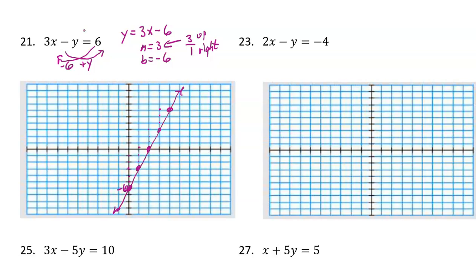Now number 23. Is this slope-intercept form or standard form? This one is in standard form. We want to have slope-intercept form. We want it to look like y equals mx plus b. Because if we could have that format, then that number's the slope and that number's the y-intercept.